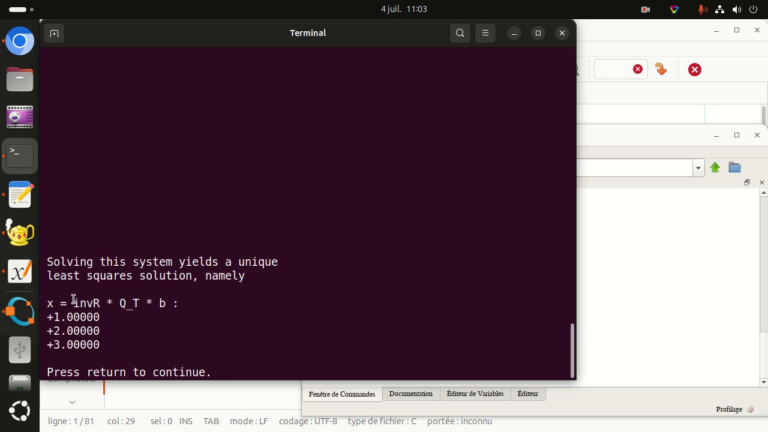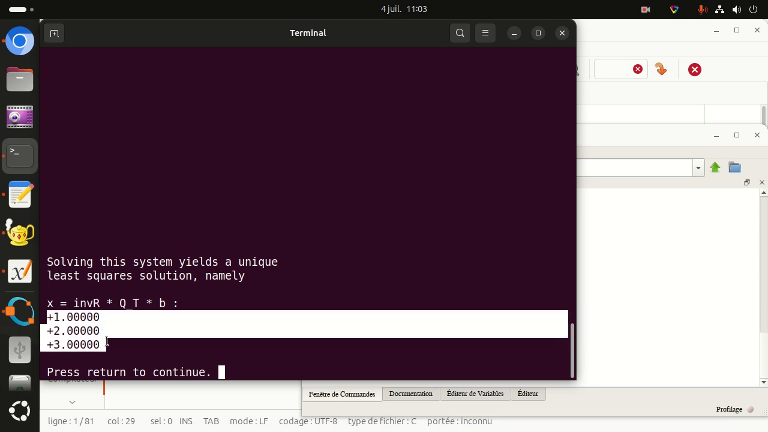And now I use the algorithm for the QR factorization to resolve a system of linear algebra. You multiply B by Q, the conjugate transpose of Q, and the inverse of R, and you have the result.